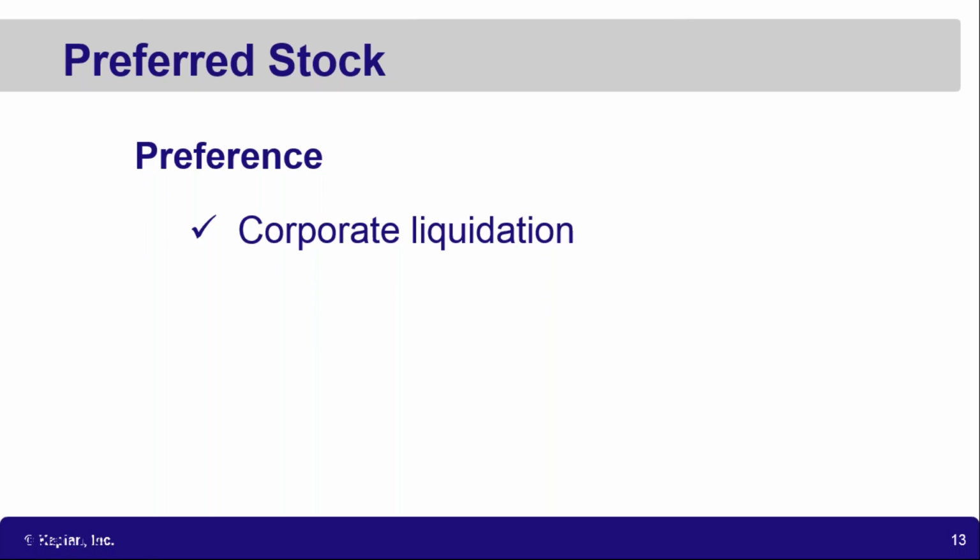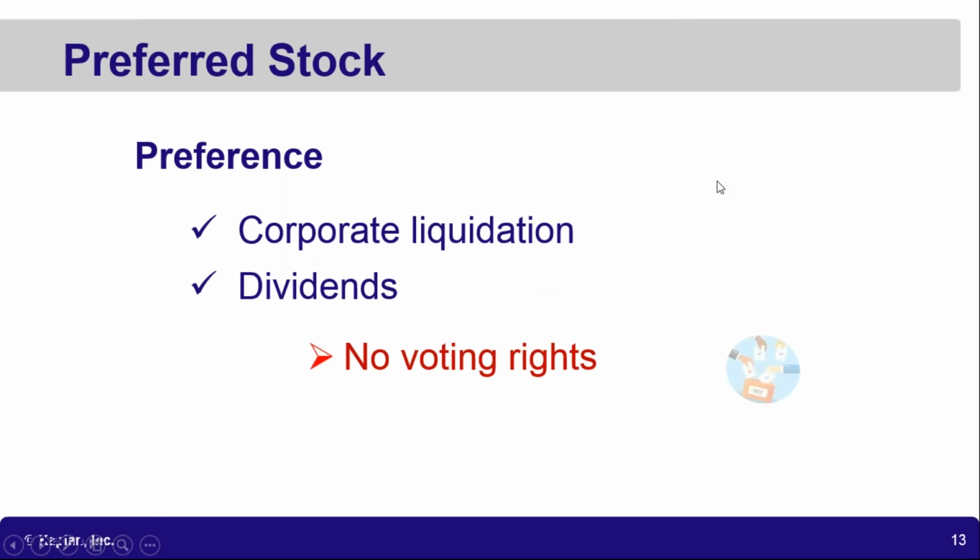That's bankruptcy. The other preference you have is with dividends. They have to pay you your dividend first before they pay dividends to the common stockholders. They might not pay anything to the common stockholders, and they'll pay you money first. So you have preference with dividends and also preference with liquidation.